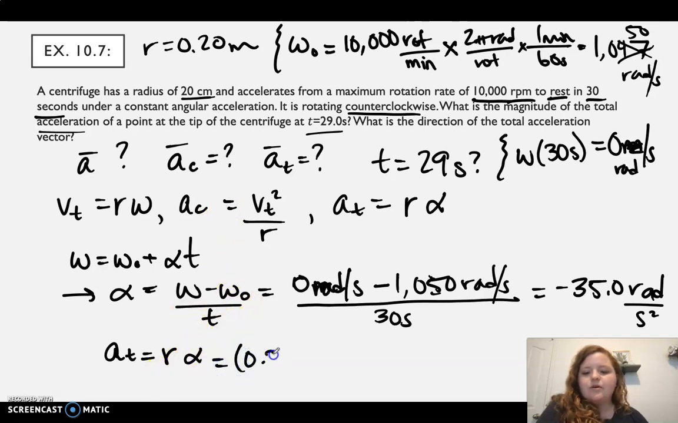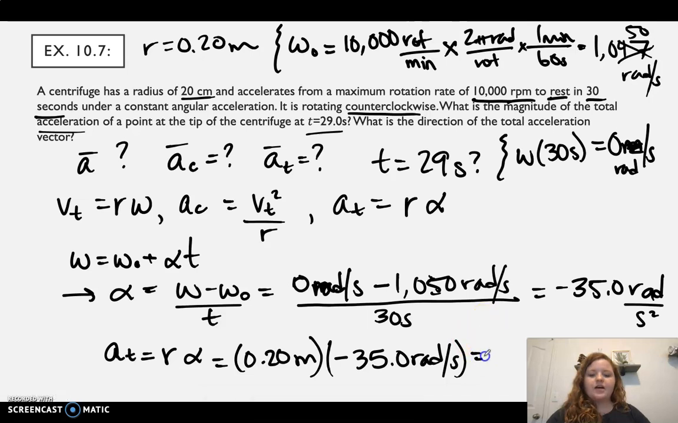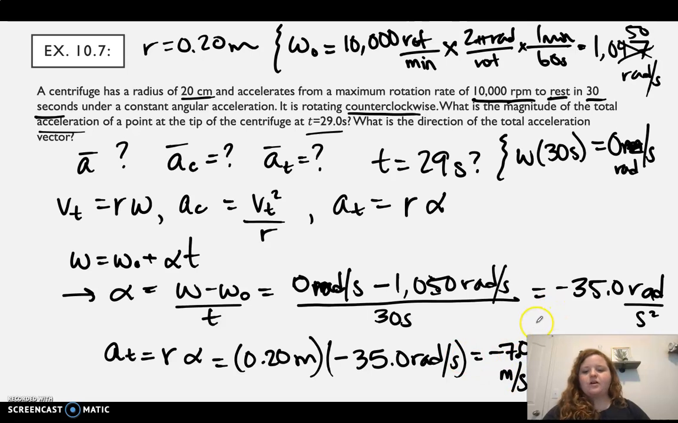We have 0.20 radius, and our acceleration is negative 35 radians per second squared. So from that we will get negative 7 meters per second squared. Okay, and there we go. All right, so now we have our tangential acceleration, and we found that to be negative 7 meters per second squared.